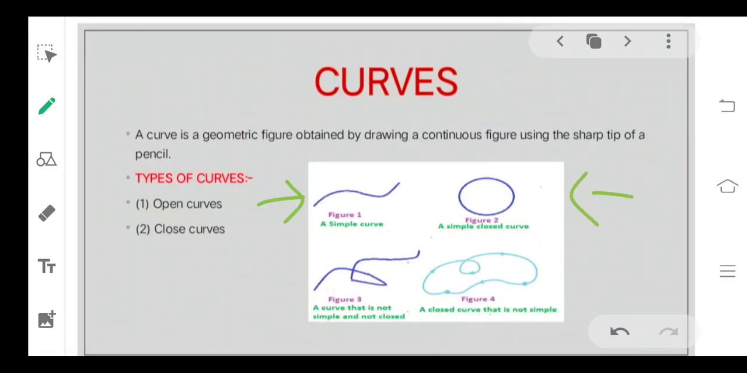Figure 2 is a simple closed curve. You can see that figure 1 is an open figure and figure 2 is a closed figure. Now you can see in figure 3 a curve that is not simple and not closed, and figure 4 is a closed curve that is not simple. So now the difference between curves is completely clear in your mind.